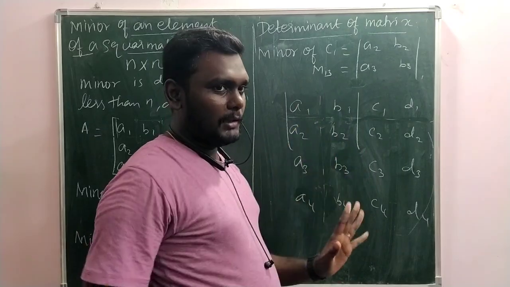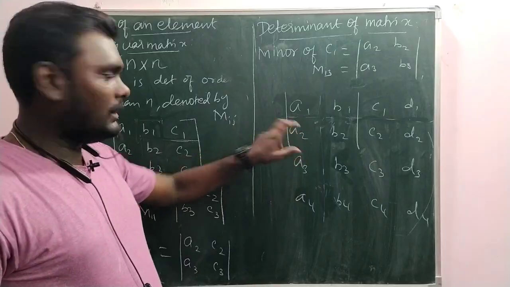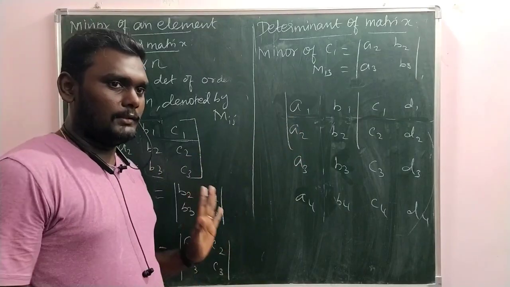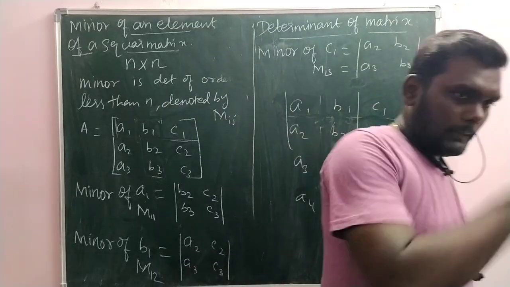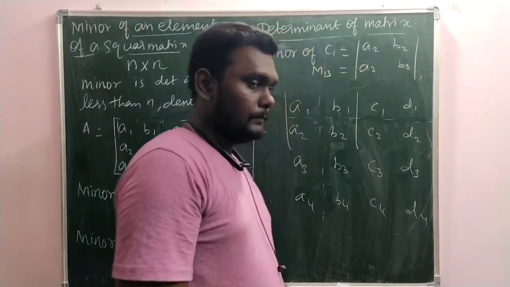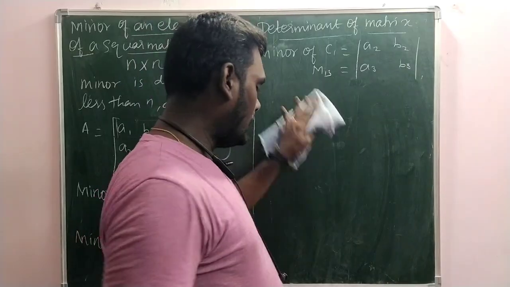But generally minor means, now we are only learning the definition, generally minor means corresponding to an element, leaving that row and the column, we'll calculate it. That's all. So it will be of order one less than the given order.